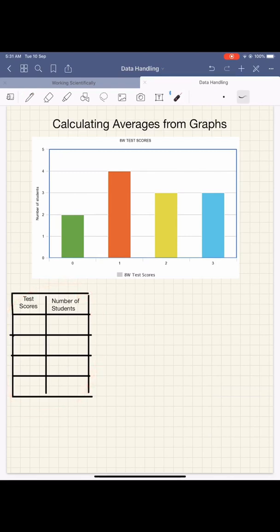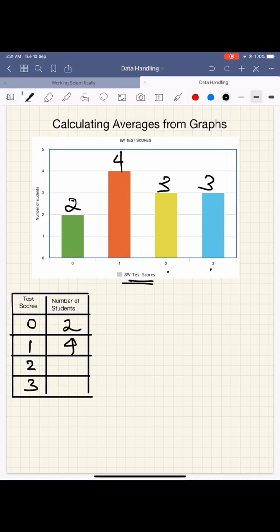Now in order to calculate mean and median, we need to make a table, a frequency table based on the graph. So let's look at it. 0 has 2, 1 has 4, 2 has 3 students, and 3 has 3 students. Test scores range from, see, there's the label test scores, 0, 1, 2, 3. How many got 0? 2. How many got 1? 4. How many got 2 marks? 3. How many got 3 marks? 3.